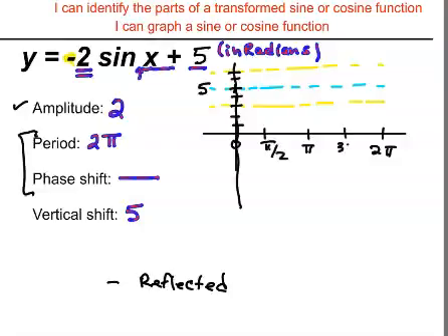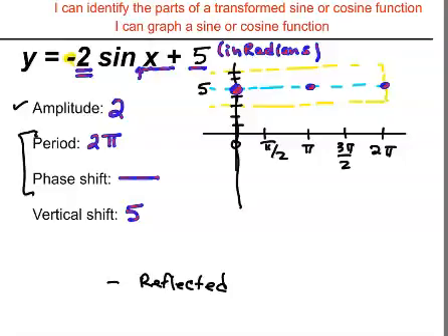This is 3 pi over 2. No matter what, we're going to start at 0, end at 2 pi or 360, and the middle is in the middle. So we start in the middle, end in the middle, is the middle of the sine graph.